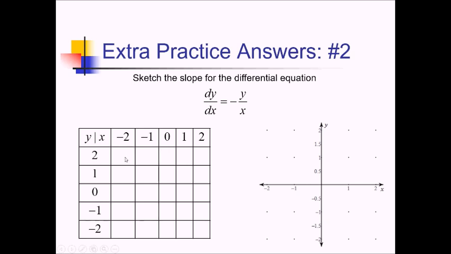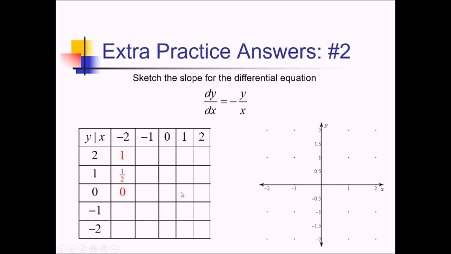So let's go through each column now. For this first column, this is where the x value is negative 2. To make my life easier, I'm going to include this negative here with the x value. So negative 2 means I just have 2 that I'm dividing each of these y values by. So we have 2 over 2, which is 1. 1 over 2 is 1/2. 0 over 2 is going to be 0.